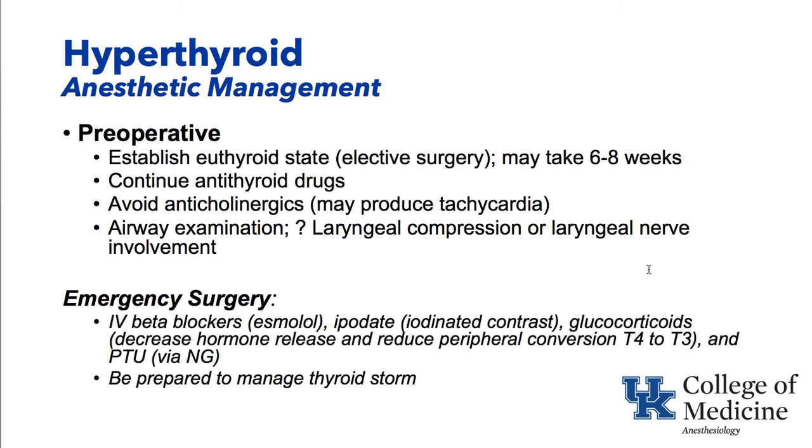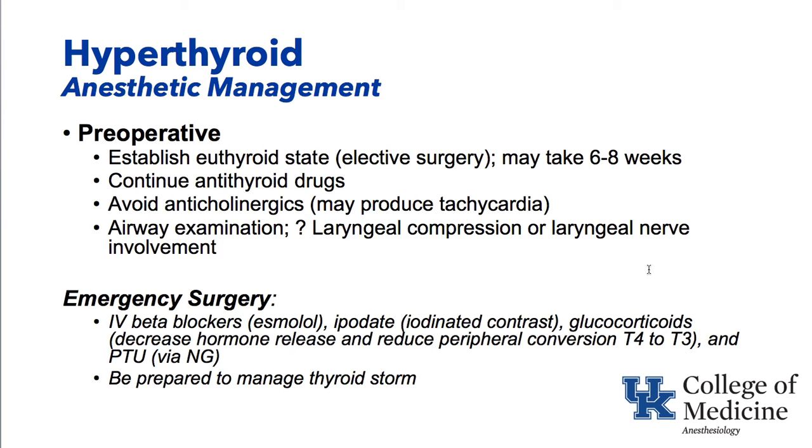For anesthetic management of hyperthyroidism preoperatively, we want to establish that euthyroid state with drugs like the antithyroid drugs and iodine, for example, and beta blockers, but this is going to take a while. If someone's on those antithyroid drugs preoperatively, we tend to continue those and avoid drugs such as anticholinergics that can make the patient tachycardic.